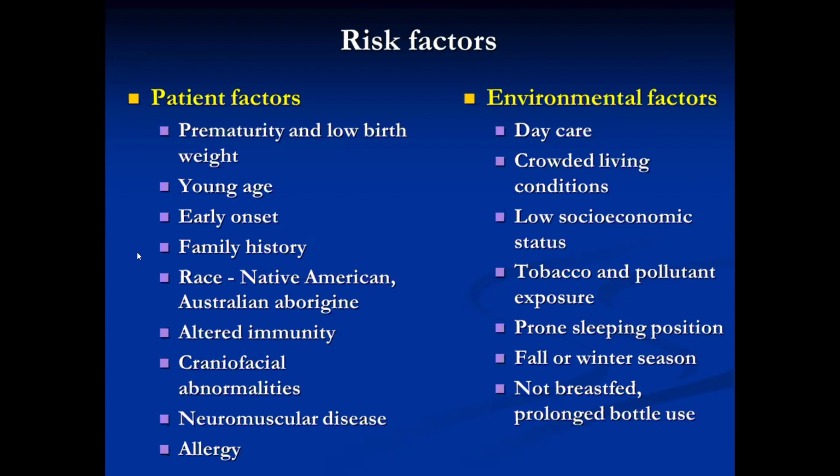Patient factors include prematurity, a young child, and early onset of infection; if you have early onset infection, the tendency is for you to get more infection. Family history of problems, ethnicity, altered state of immunity, as well as craniofacial abnormality, neuromuscular diseases, as well as allergy. As far as environment is concerned, allergy is closely related to environment, of course, because reaction to environmental conditions sometimes brings about allergy.